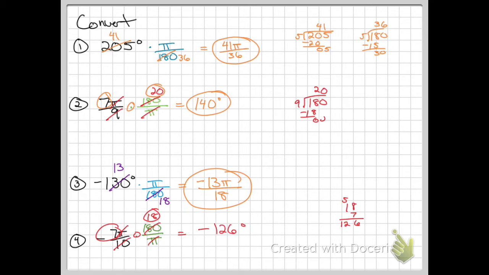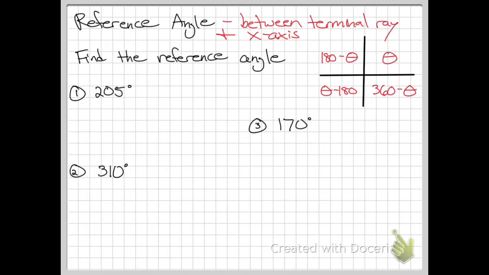Let's see what's next. Okay, find the reference angle. The reference angle is always between the terminal ray, which is your hypotenuse, and the x-axis. Always make sure you're connecting to the x-axis. Never draw a line to the y-axis. If you love formulas, there's formulas depending on which quadrant you're in, and we'll talk about them as we go through the examples. So find the reference angle for 205 degrees.